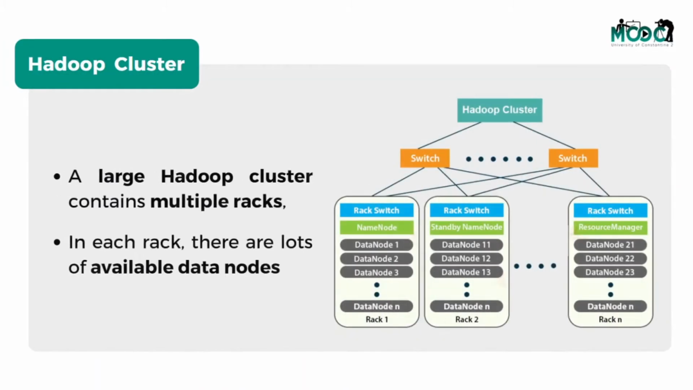We can see in this slide the Hadoop cluster architecture, and it is apparent that a large Hadoop cluster contains many racks. In each rack there are lots of data nodes available, and they are supervised by a name node, which is called the master. In this master-slave architecture, therefore, we can define the main components as follows.